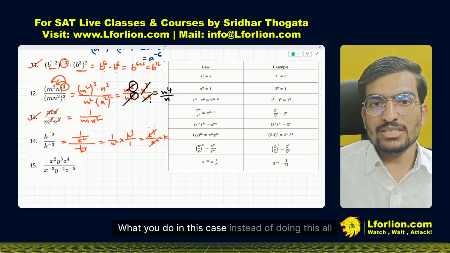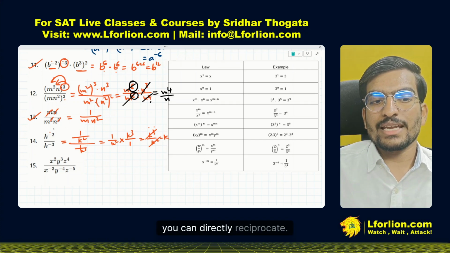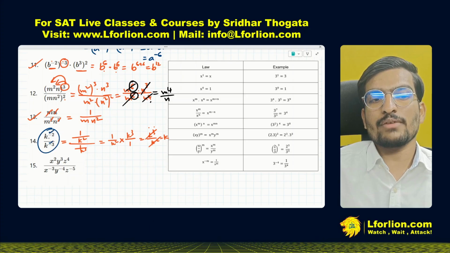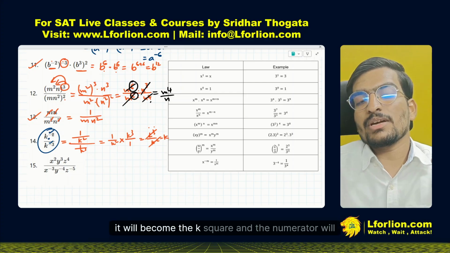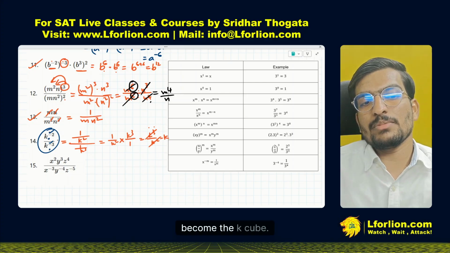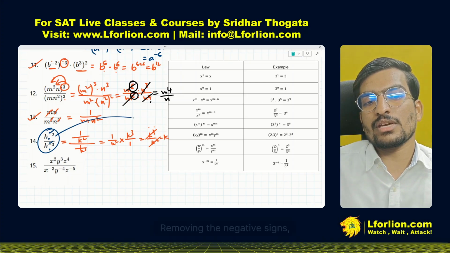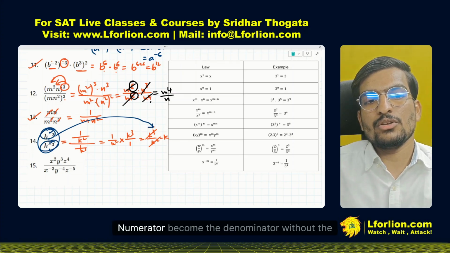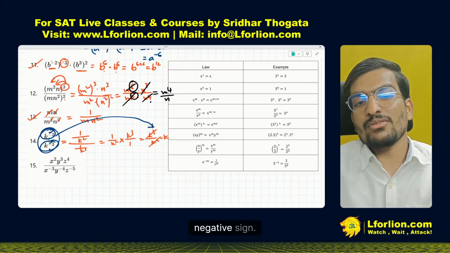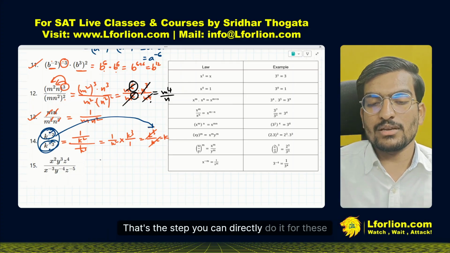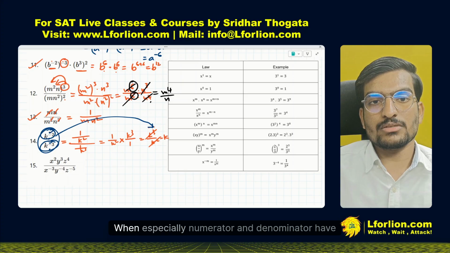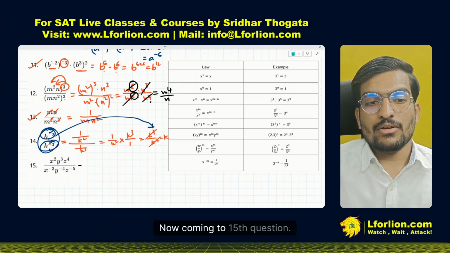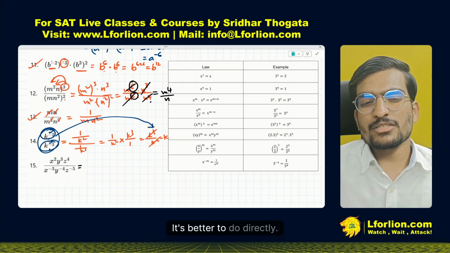What you do in this case, instead of doing all this, you can directly reciprocate. Whenever two negative signs you have, this becomes the denominator, it will become the k square, and the numerator will become the k cube. Removing the negative signs, you directly write the k cube on the top, the numerator becomes the denominator without the negative sign. That's the step you can directly do for these kinds of questions, especially when numerator and denominator have negative signs.